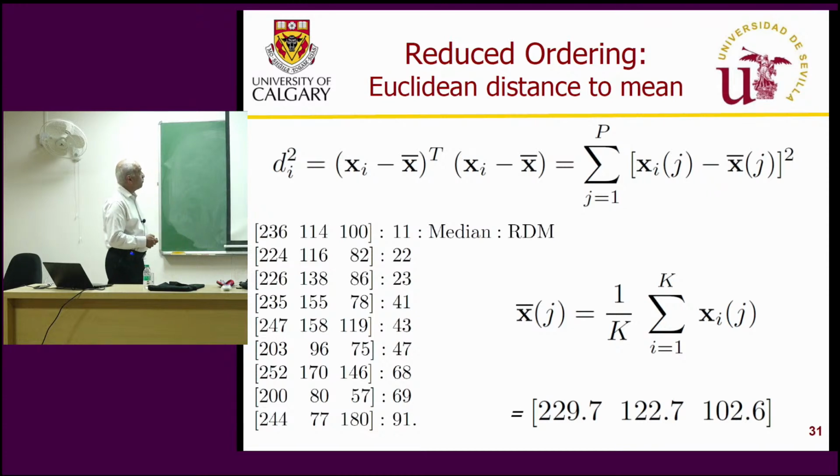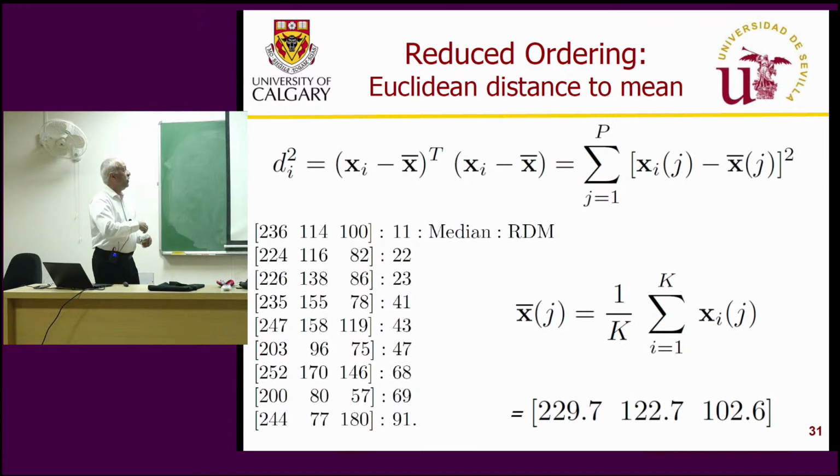Reduced ordering says, compute some measure rather than the actual pixel values. Use something as a reference and compare each of these pixels in that neighborhood with that reference. Compute a distance. The simplest is Euclidean distance to the mean. X bar is the mean of those 9 pixels. And take xi minus x bar, transpose, xi minus x bar, or the component-wise difference squared and added over all the components. And these are the distances. Now you rank order by distance to the mean. Now this quantity is a scalar. Rank ordering is not a problem.